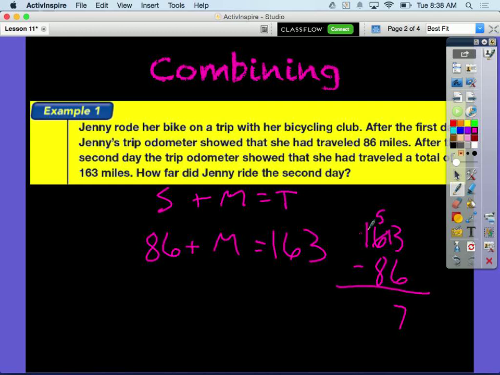Okay. 7. So I have 77, and now I need a label because it's a word problem. Okay, so it's 77 miles. Okay, basically she rode 77 miles the second day. Okay, if I want to check my answer, 86 plus 77 equals 163. It makes sense. If I want to do the work, I could, but I don't necessarily have to.